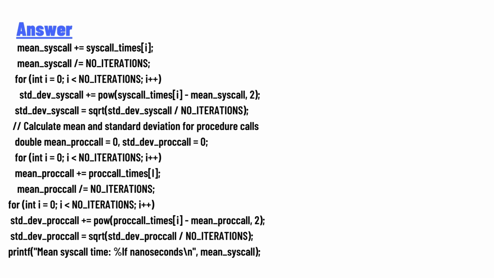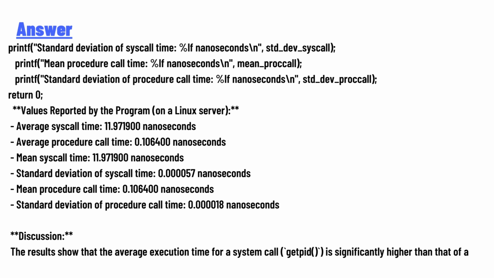printf the mean syscall time in nanoseconds, the standard deviation of syscall time in nanoseconds, the mean procedure call time in nanoseconds, and the standard deviation of procedure call time in nanoseconds. return 0.